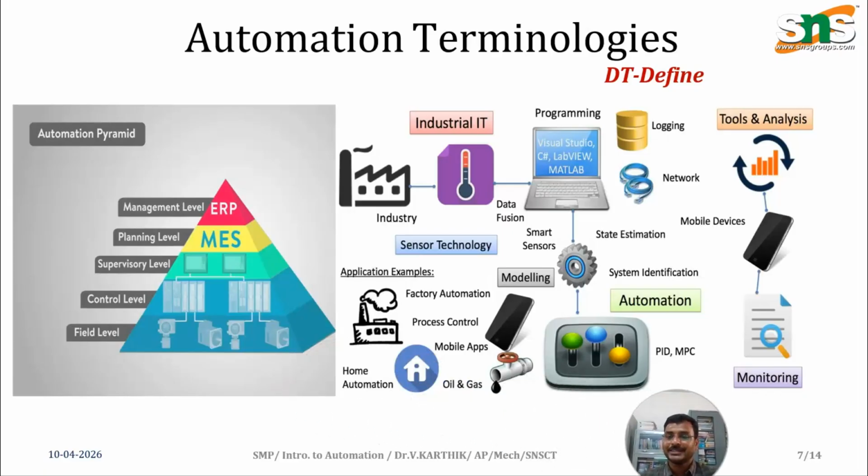Next, we'll see what the terminologies in automations are. The first one is the management level, then the field level, the control level, the supervisory level, and the planning level. These are some of the levels in the terminologies, along with programming, the system, modeling software, factory automations, mobile apps, home automations, mobile networks, mobile devices logging into the program, industrial internet connect, and tools and analysis. What we do manually can be connected with the system with the help of data analysis and smart sensors, and easily we can connect to the software to find where the manufacturing process is running. So this is about automation technologies.